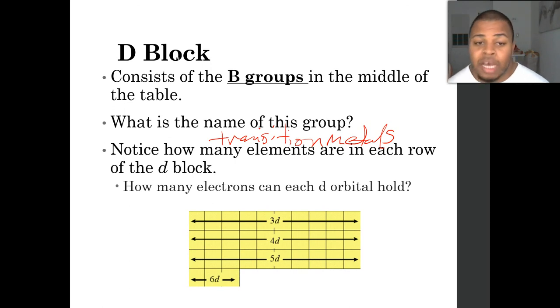Okay, time's up. Now, for each level of the D block, or each orbital, we notice that each row can hold 10 elements, which means that it can also hold 10 electrons. We're going to bring this part back into play when we talk about bonding. So keep that in mind.